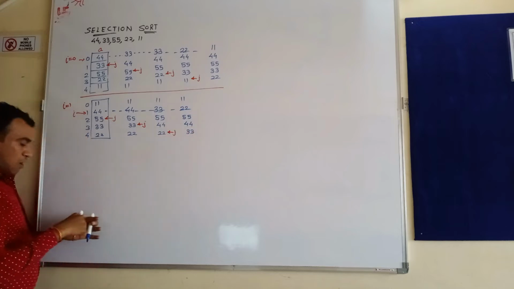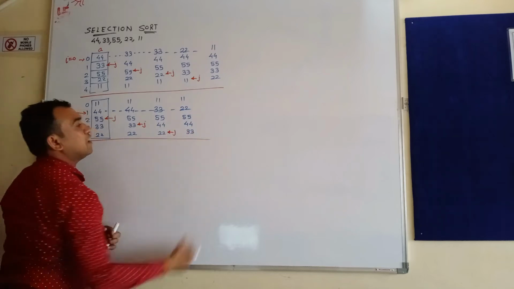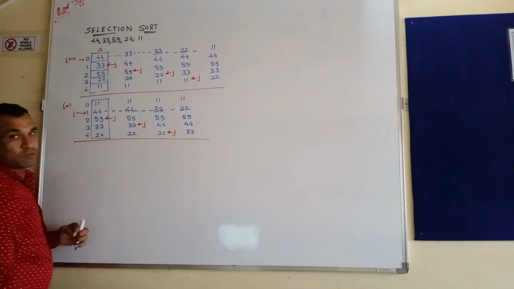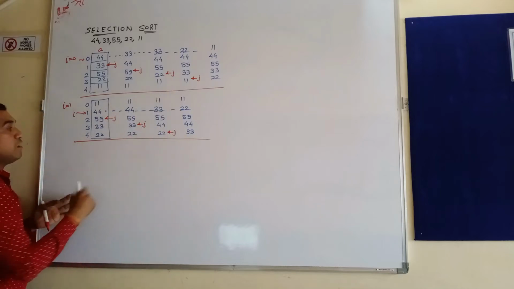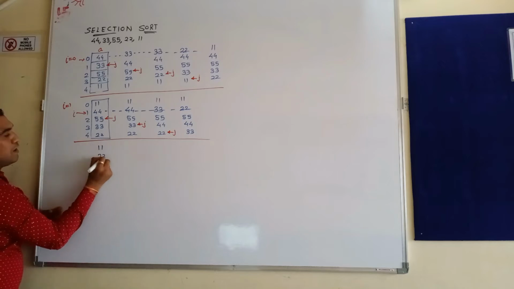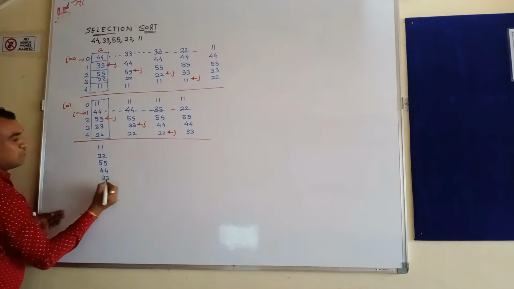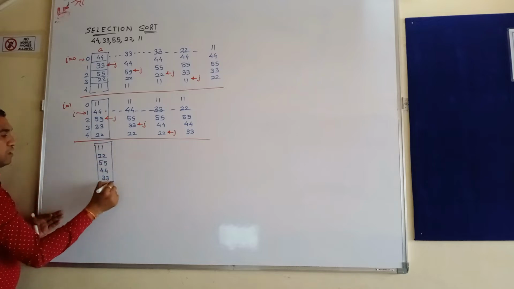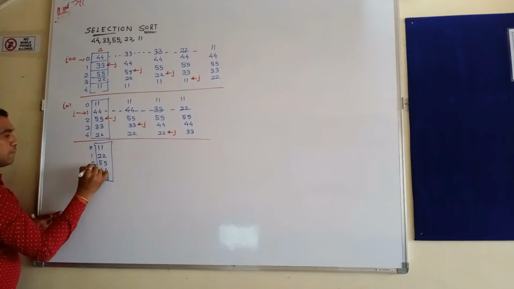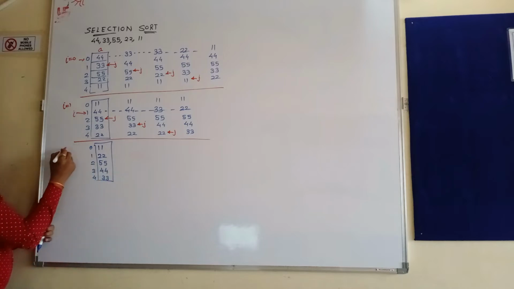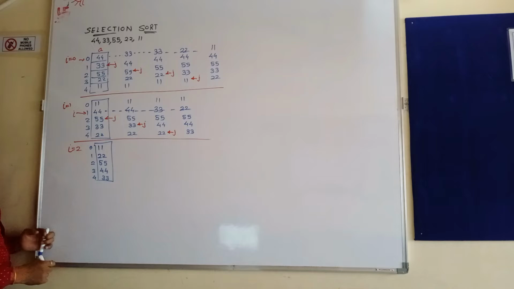Now again my j variable reaches the last index. It means our one iteration is over. What do we have in the array here? 11, 22, 55, 44, 33. Again write down the array. The outer loop i variable is increased and i becomes 2 now.